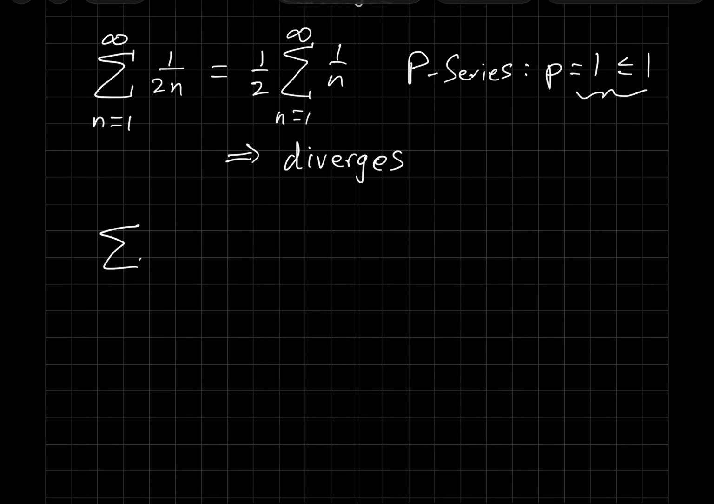Our final example. Let's do the sum from 0 to infinity of 1 over 1 plus n squared. This is not a p-series. P-series have to be written as 1 over n to the p with nothing else, except in cases like this where we can pull stuff outside of the summation. So I cannot use the p-series test, but I can use the integral test.